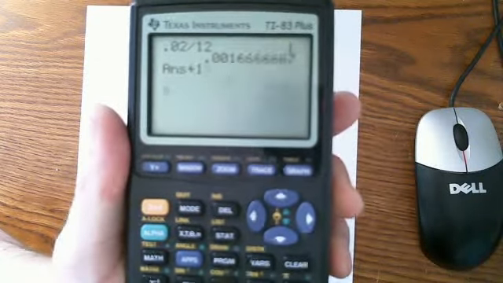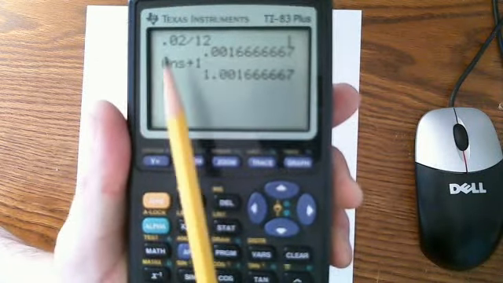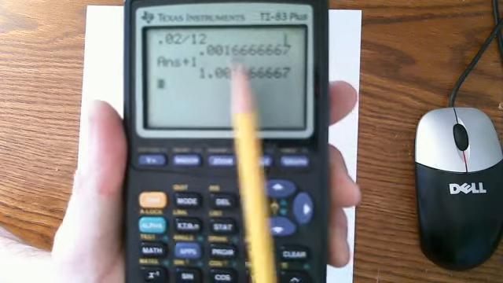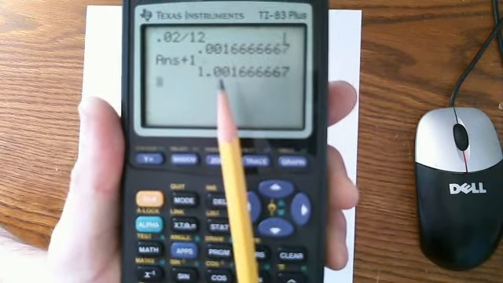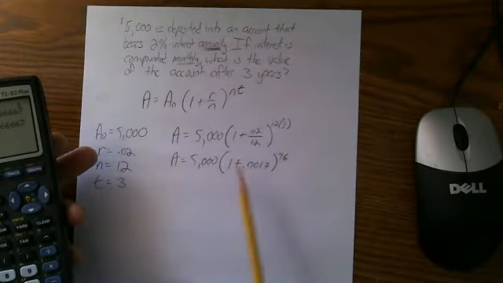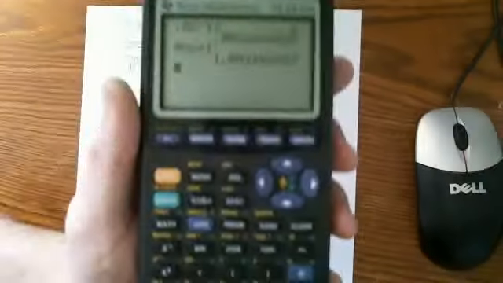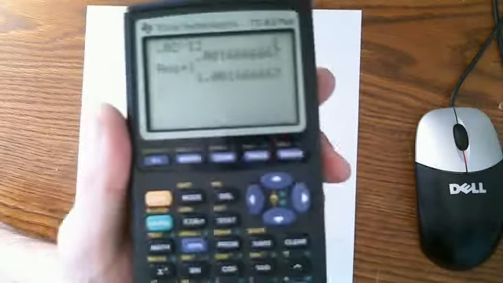Plus 1. Enter. Notice, I use the answer function plus 1. That says the previous line, add 1 to it. So now this number, 1.00166666 and change, is in here. So I want to raise that to the 36th power. I'm going to do that right away before I even write anything down.